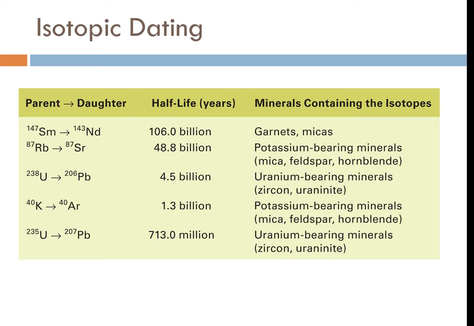Now, not every isotope is unstable. So you have to have an unstable isotope to be able to do this. And you have to have one that decays into a rather stable daughter that we can measure. So some really common ones that we use in geology is strontium. We have samarium-147, which decays to neodymium-143. Right, and those are just ways we indicate the isotopes. So when that decays, the half-life is 106 billion years.